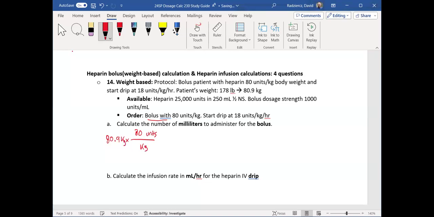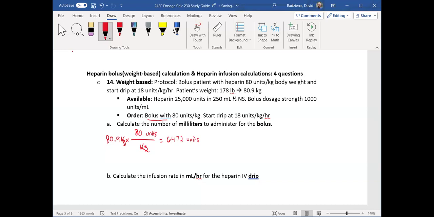That's supposed to be kilogram. So that crosses out. I'm going to take that 80.9 times 80, and I'm going to get 6,472 units.